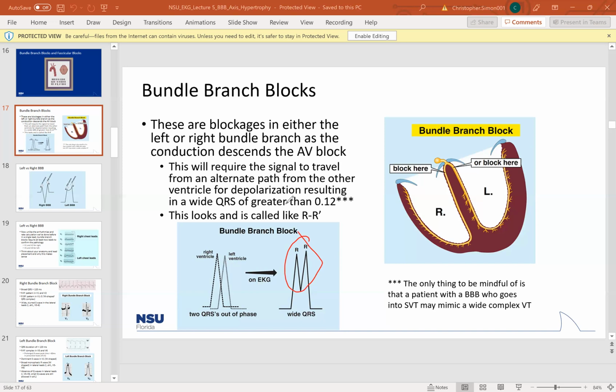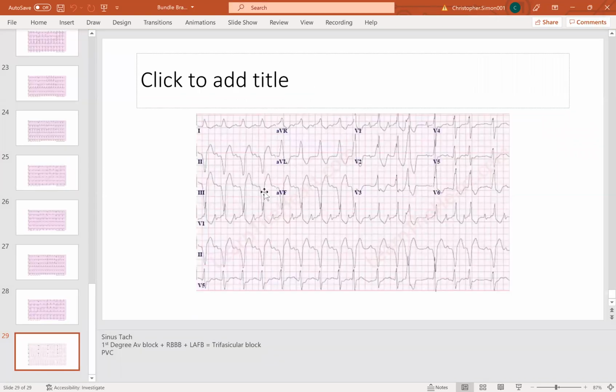So let's talk about criteria, because just like everything else in EKGs, we have to memorize what the criteria is before we can go looking at something. So let's clear this out, clear the screen here. Give me one moment, and I'm going to share a different screen here. There we go. Let me go to the top here.